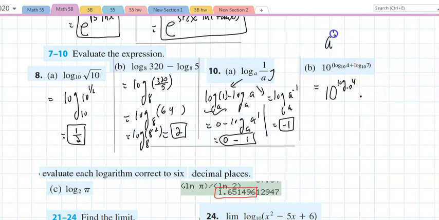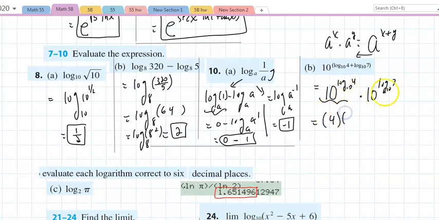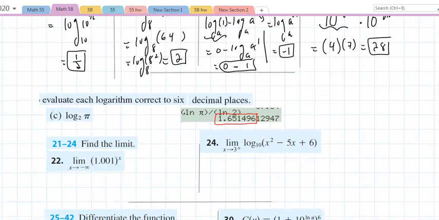Remember, a to the x times a to the y is a to the x plus y, and I'm going backwards. Of course, there are other ways of doing this. The base is a 10, the base of the log is a 10, they undo each other. And you're left with 28. Alright? So this is something you should really practice. I'd play with those a lot if I were you.